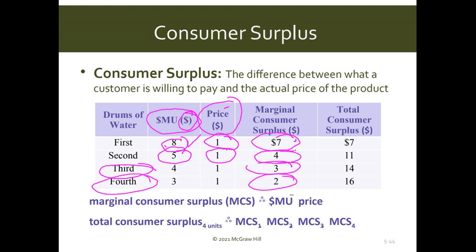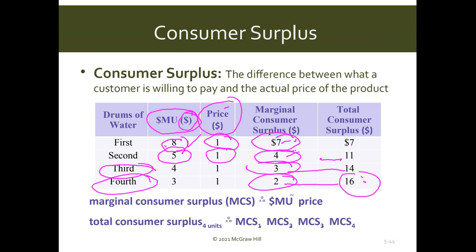So what is your total consumer surplus? Simple, just add all the marginal consumer surpluses. So 7 plus 4, 11, 11 plus 3, 14, 14 plus 2, 16. So $16 is your consumer surplus.